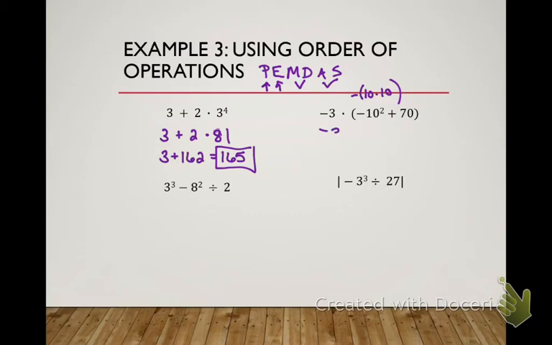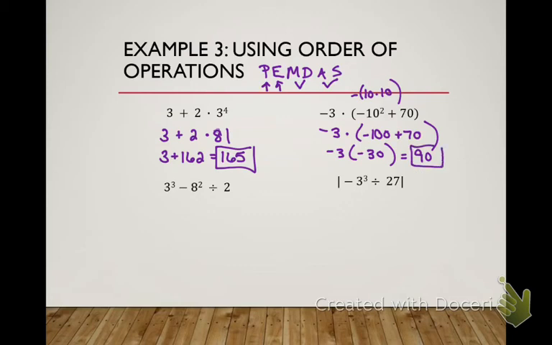So negative 3 times negative 100 plus 70. What's negative 100 plus 70? Negative 30. Negative 3 times negative 30 equals 90. Is it positive or negative 90? Positive.